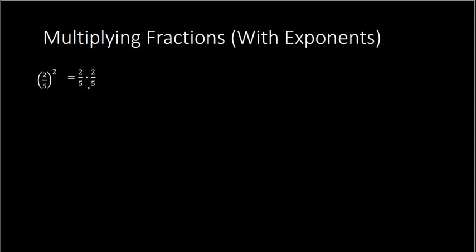So again, when you multiply, you can multiply the numerators, 2 times 2, and then the denominators, 5 times 5. So that would give 4 on the top and 25 on the bottom. So our solution is 4 over 25.